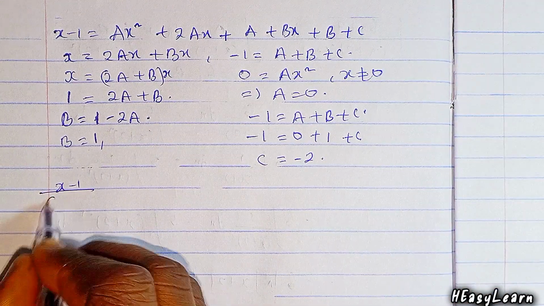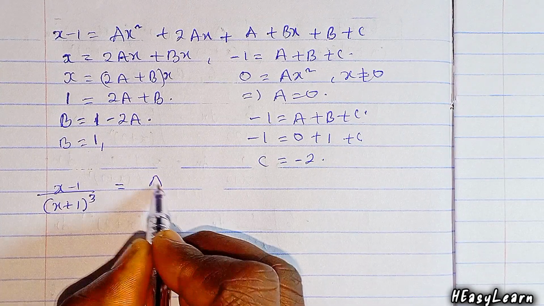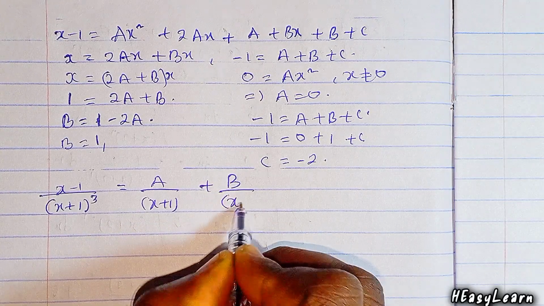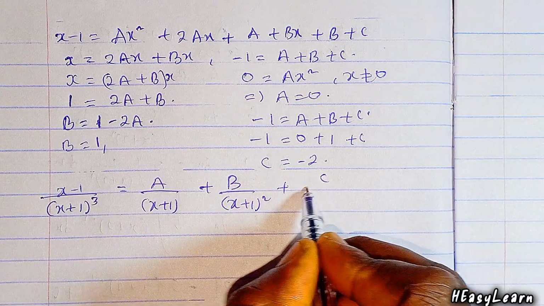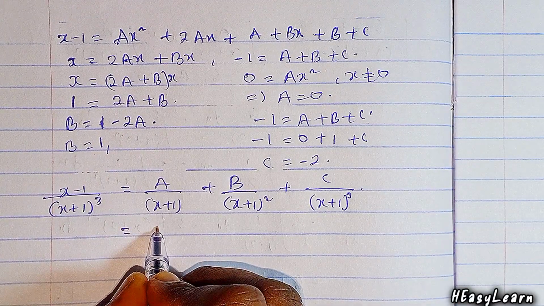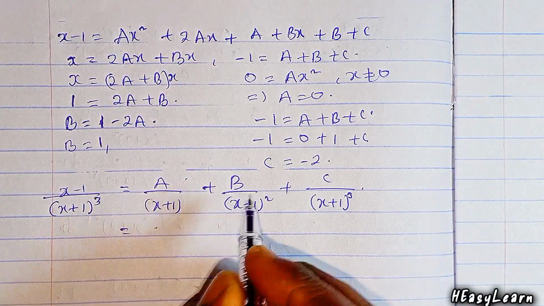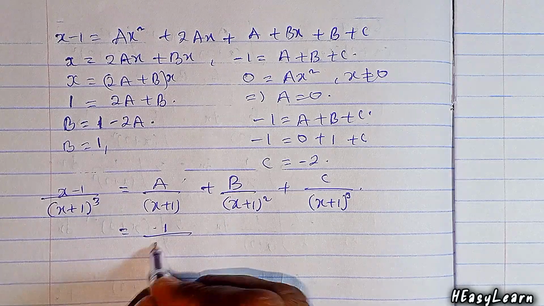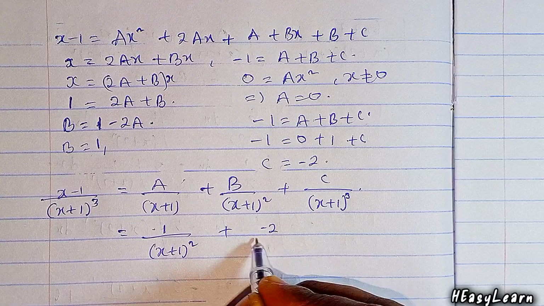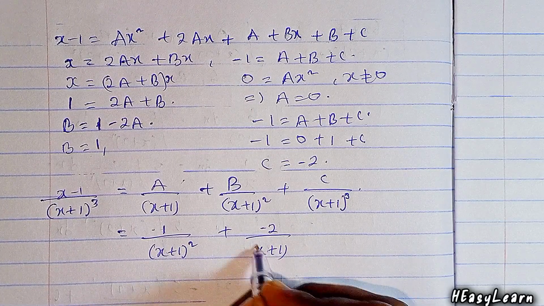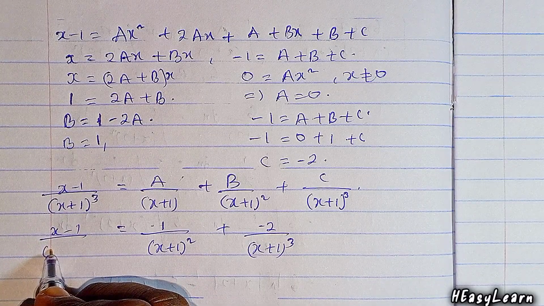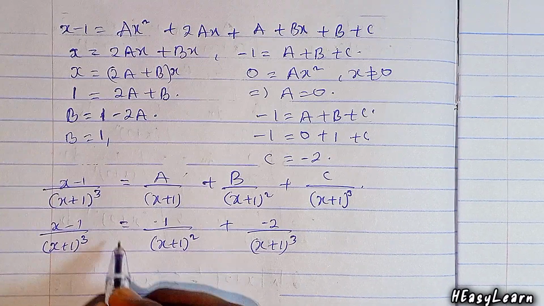So x minus 1 divided by x plus 1 is the same thing as a, pick the first, plus b, increase the power, plus c, then you pick all the denominator. We have found that a is 0. This term vanishes. We have found that b is 1 over x plus 1 squared, plus c is minus 2 divided by x plus 1 to the power of 3. This is the same thing as x minus 1 over x plus 1 to the power of 3.